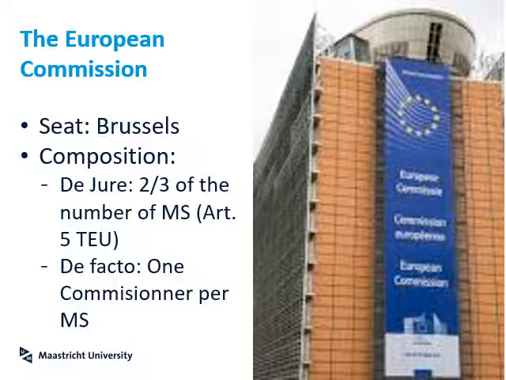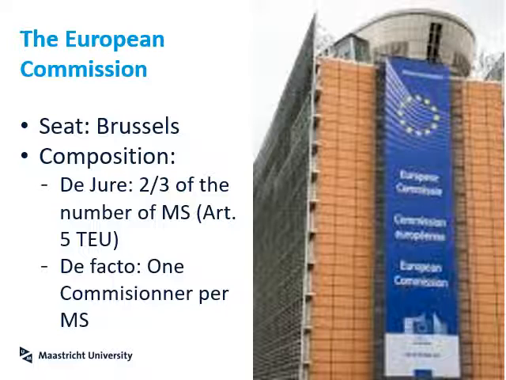The first institution I'm going to address is the European Commission. It has its seat in Brussels and is a bit like the executive of the EU. However, you cannot clearly compare the different institutions of the EU to national executive, legislative, and judiciary in its functions, in its tasks, also in its composition.